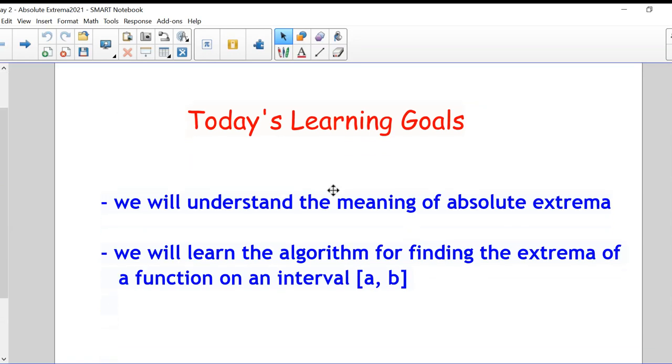Let's go over the learning goals. Some of you seem to like the learning goals, so we'll just quickly mention them. We're going to understand the meaning of absolute extrema, something we talked a little bit about in the first advanced functions course, but couldn't really come up with the tools to find where these extremes were. And then we're going to learn the algorithm for finding the extremes of a function on an interval.